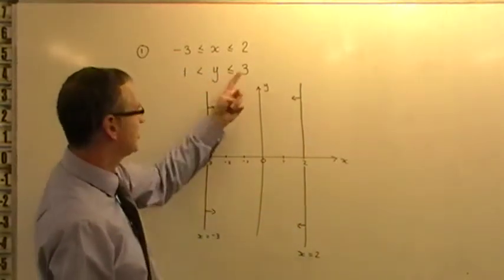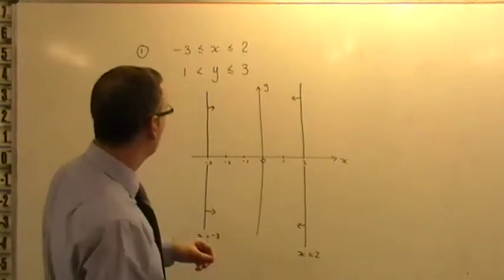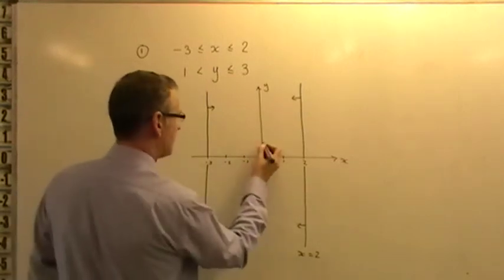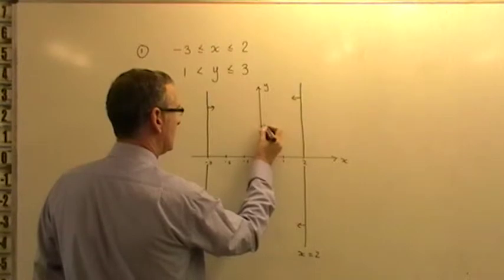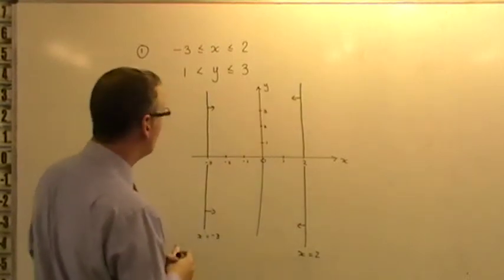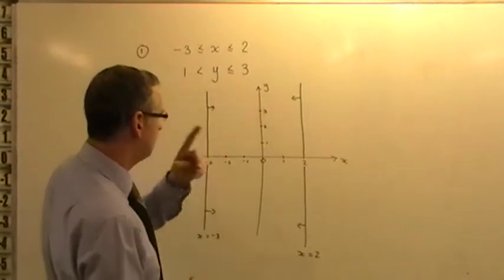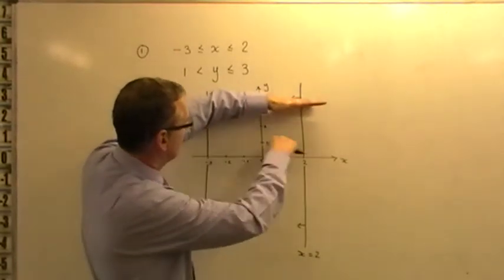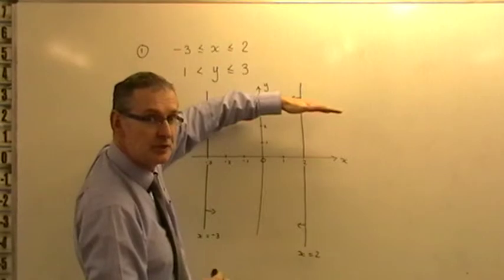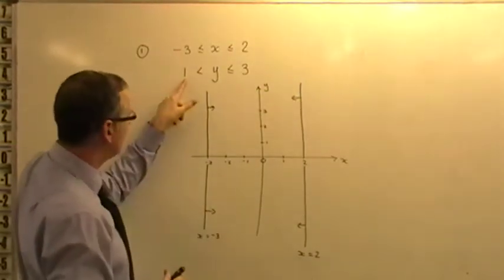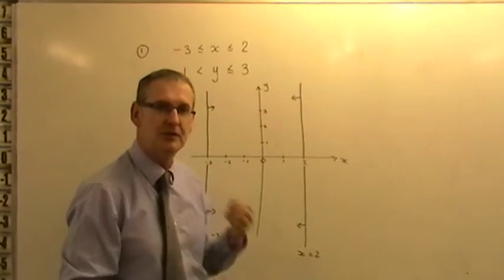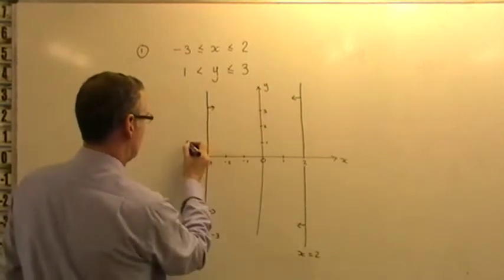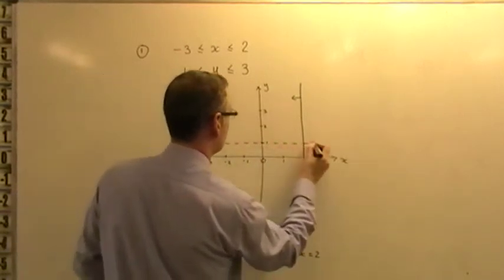We also, however, have a second double inequality. This is that y values must lie between 1 and 3. So on the y-axis, I need to indicate 1, 2 and 3. Now be careful: y values being between 1 and 3 means I'm going to have two horizontal lines at 1 and 3, and the region lies in between them. But if you look at the inequality notation here, 1 is less than y, which means I do not have a solid line for the 1 boundary. It must be dotted. So I have a dotted horizontal line like so.